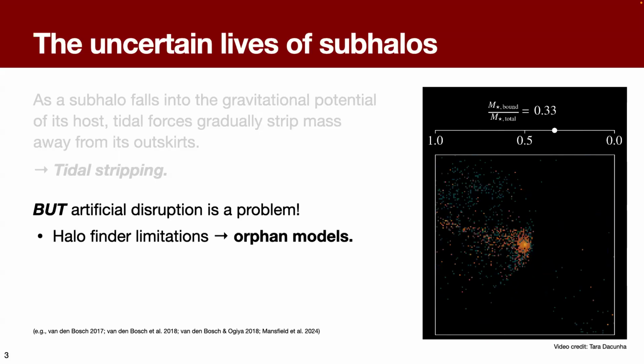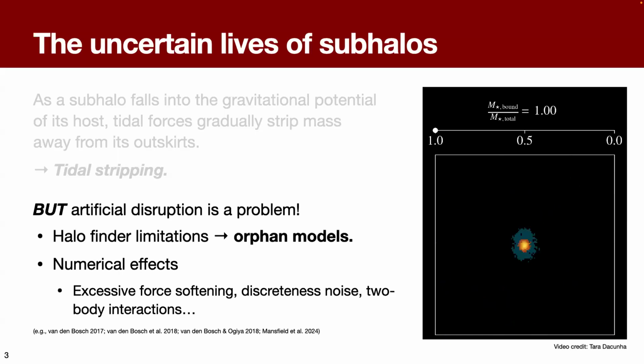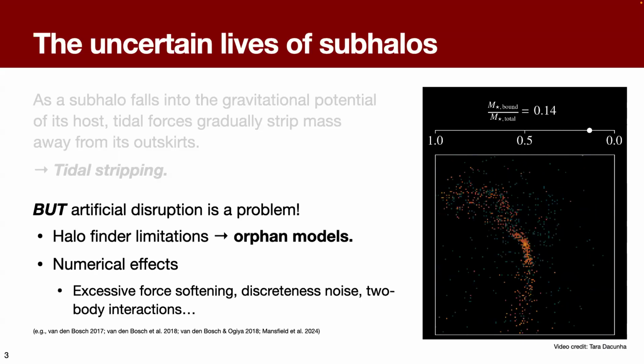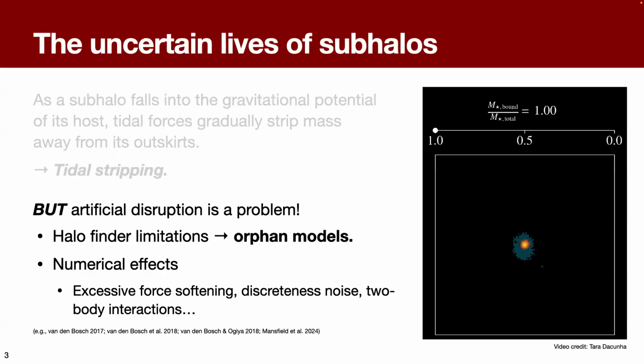And then the second class of problems are numerical artifacts that come into play because, in order to make cosmological simulations tractable, you have to discretize the continuous dark matter field into particles, and this can lead to various problems.